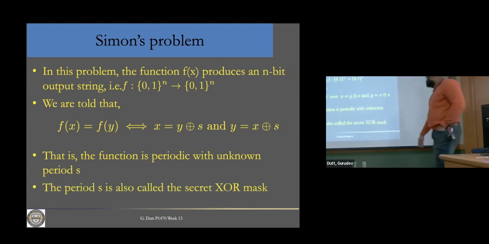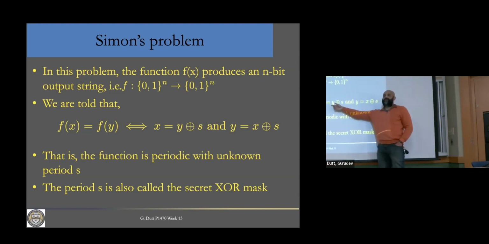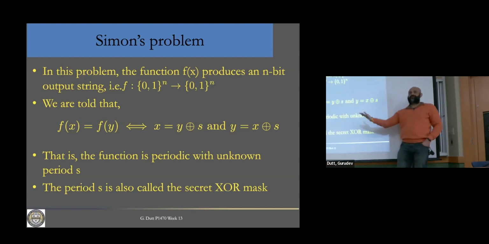And this period is also called the secret XOR mask. You can see why, because it basically takes any input and masks it with the secret key S.